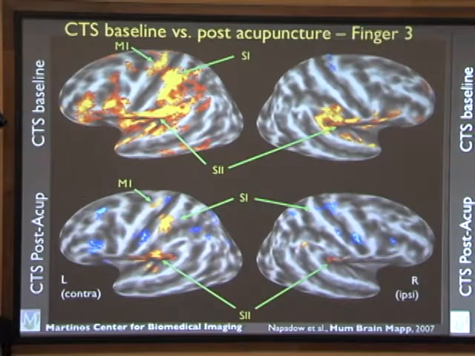So what happens after acupuncture? This is, again, for digit 3 stimulation. For whatever reason, we didn't see this for digit 2 stimulation. But for digit 3 stimulation, which is also median nerve innervated, we saw a decrease in hyperactivation, a more focused representation in primary somatosensory cortex. This is the same exact patients, but now being studied after the acupuncture.